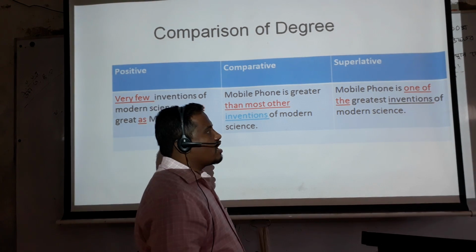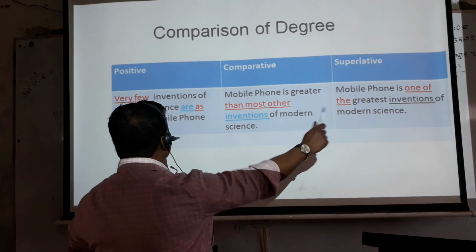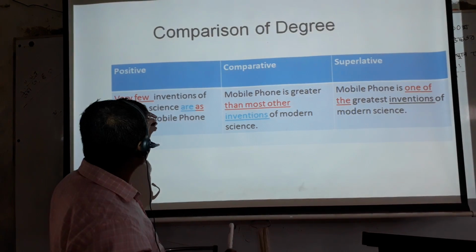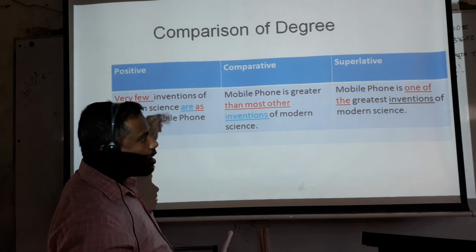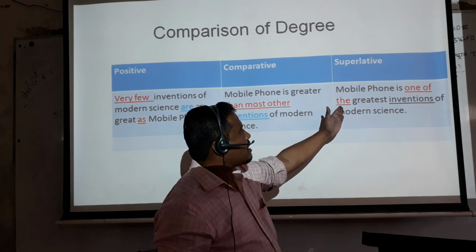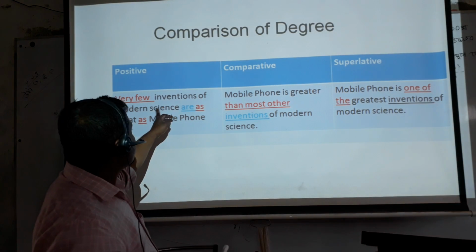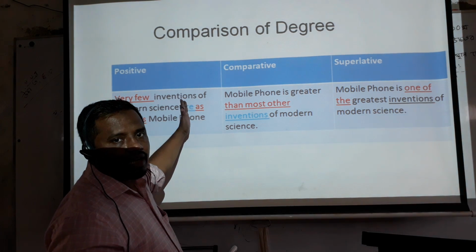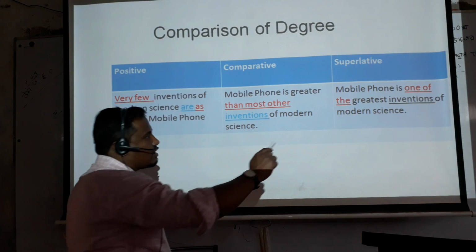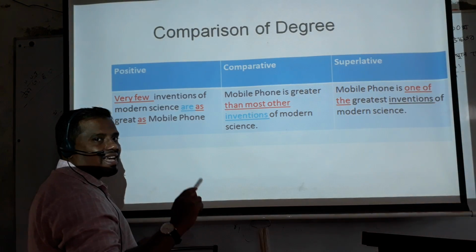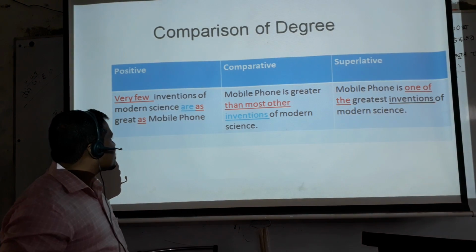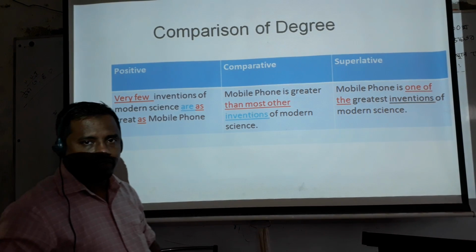Okay, now if you are asked to transform any sentence from superlative to positive, if in the sentence there is one of the, then you have to start it with very few. Then the other words after superlative, inventions of modern science, then the verb are, then you have to use here so or as, then the positive form of greatest, great, and you have to use again as, and the subject, mobile phone. Very few inventions of modern science are as great as mobile phone.